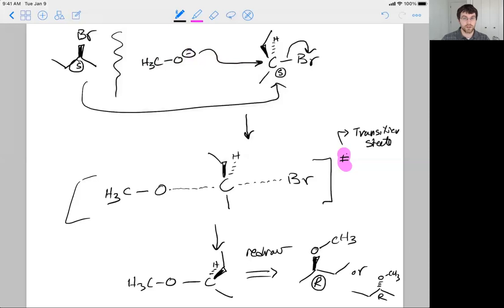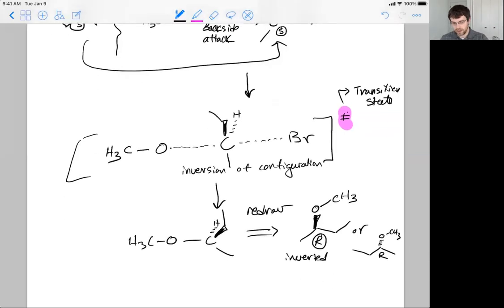So the inverted umbrella, if you think about it, this up here, this is the backside attack. And now this is our inversion of configuration. Happens in the transition state. And now we have inverted stereochemistry in the product.